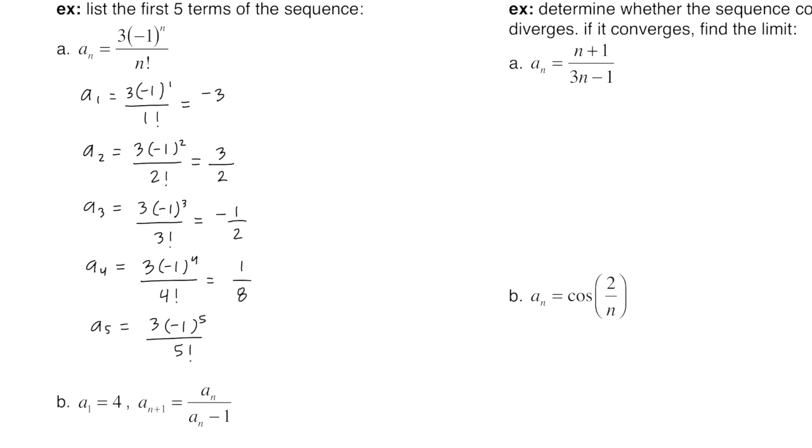And then finally, when we plug in 5 for n, this is going to make -1, so we get -3 in the numerator. This will be 5 times 4 times 3 times 2 times 1, so the 3's will cancel. So then you multiply 5 times 4 times 2, and you get 40. So here are the first 5 terms of this sequence. We have -3, 3 halves, -1/2, 1/8, and -1 over 40.